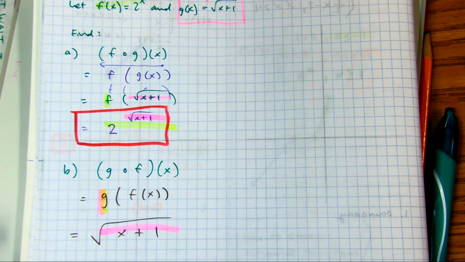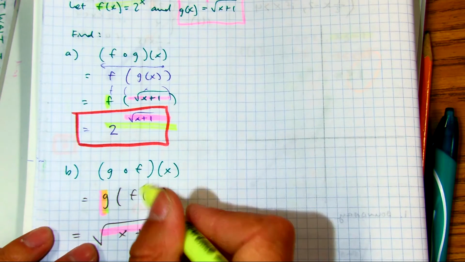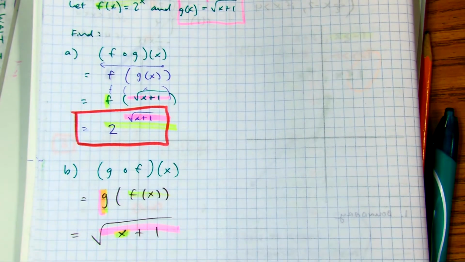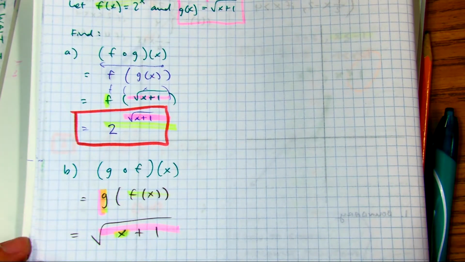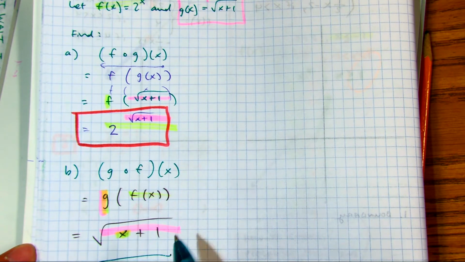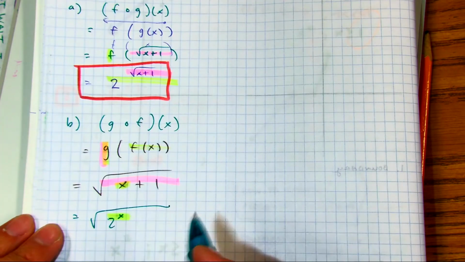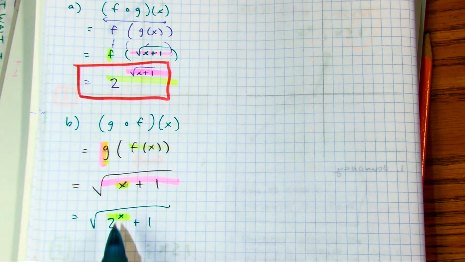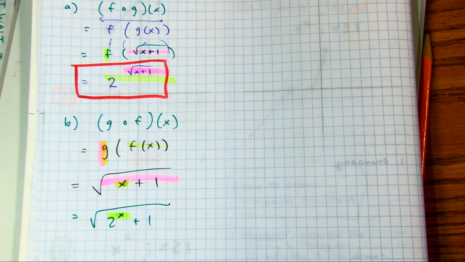But boys, instead of writing the x here, what are we going to write there? We're going to write 2 to the x power. But don't forget, you still have that plus 1. So your answer is the square root of 2 to the x power plus 1. So composite functions, just do a bunch of substitutions.